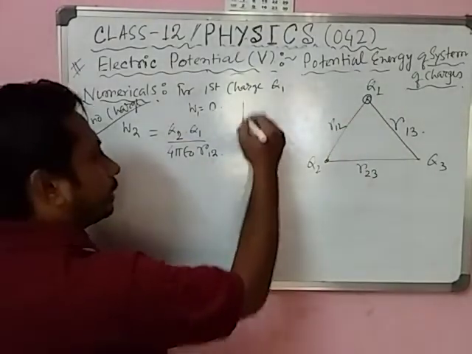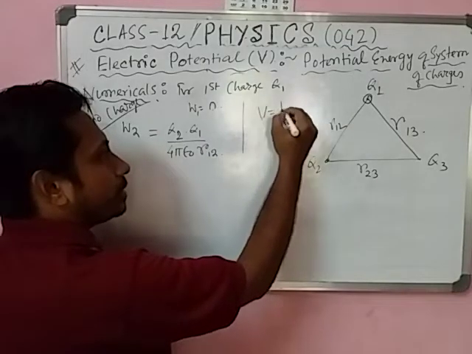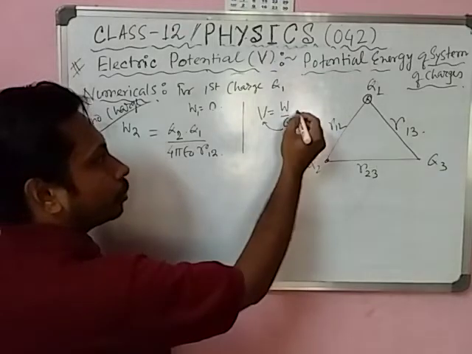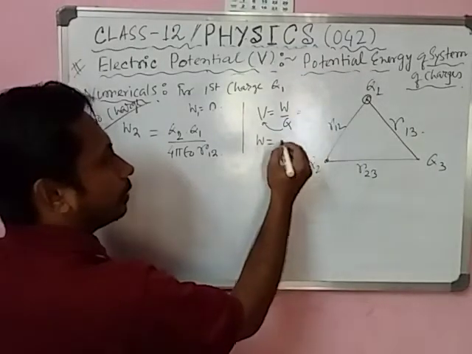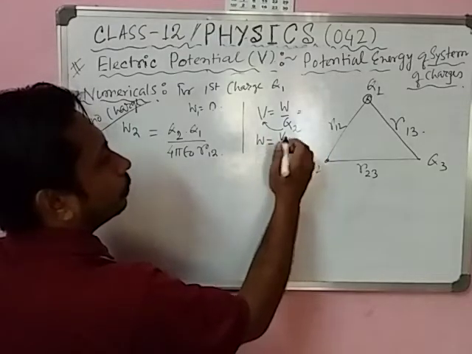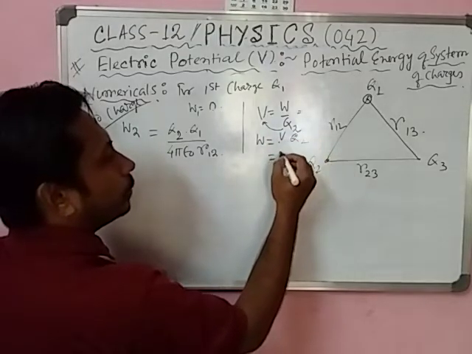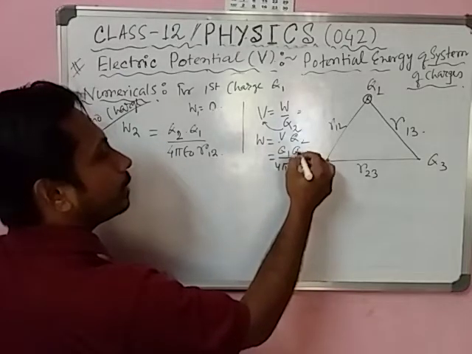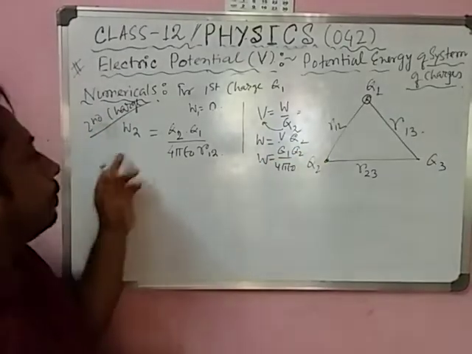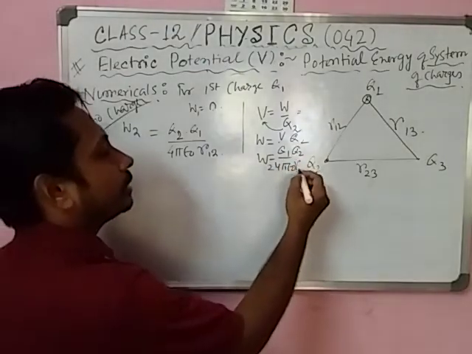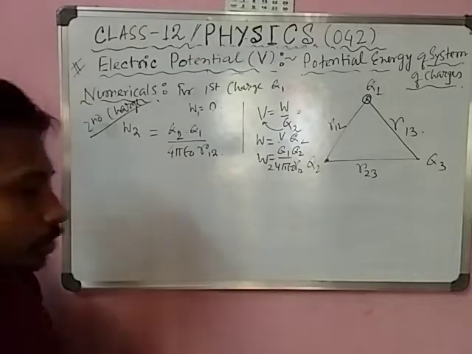Remember one thing student, again I am telling you, potential V means W by Q. So you have to multiply with Q. So W means V into Q, here think Q2. So V into Q2, and you know V here for the first charge is Q1 by 4 pi epsilon naught, and then Q2. That's why W2 you can write Q1 Q2 by 4 pi epsilon 0 R12. Got it?